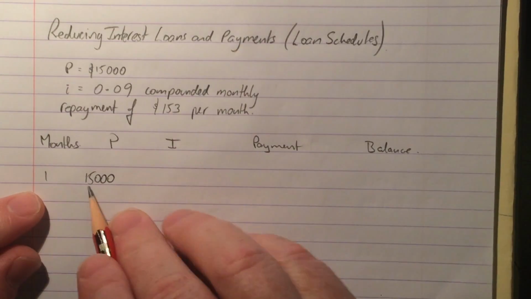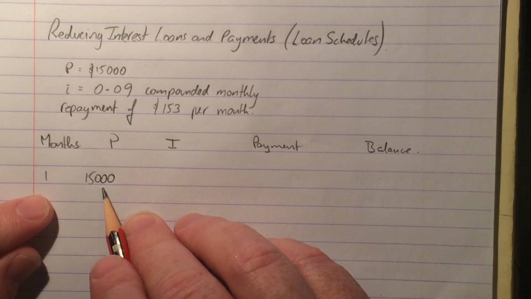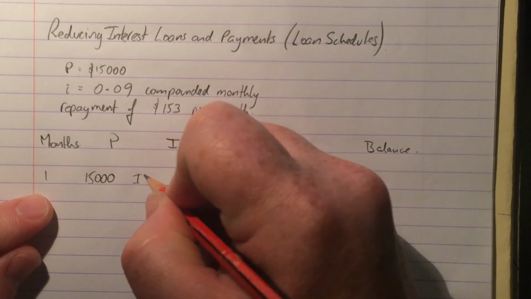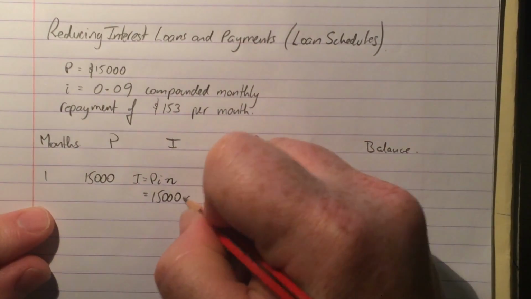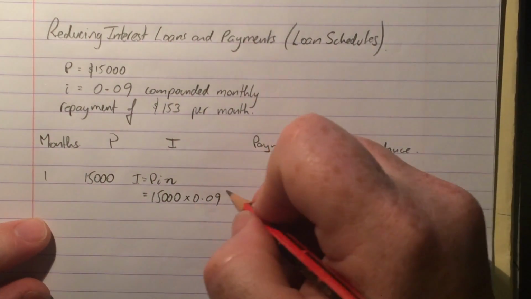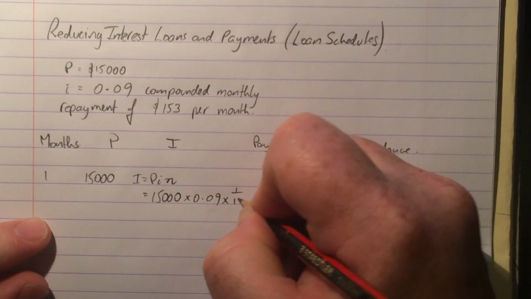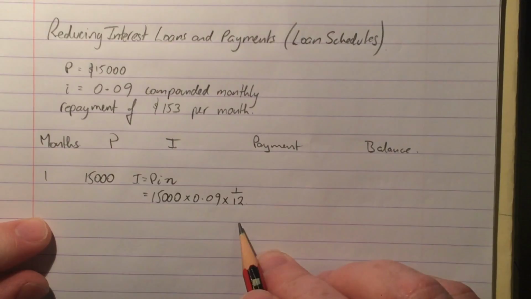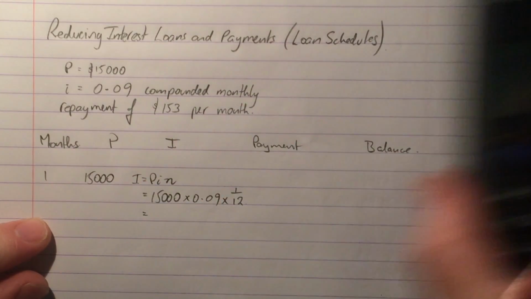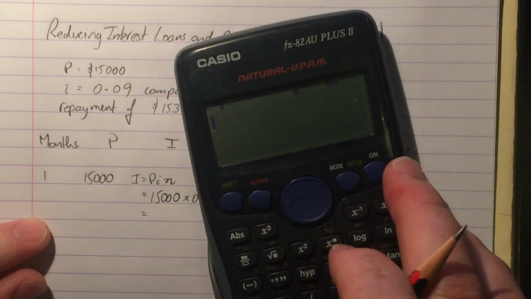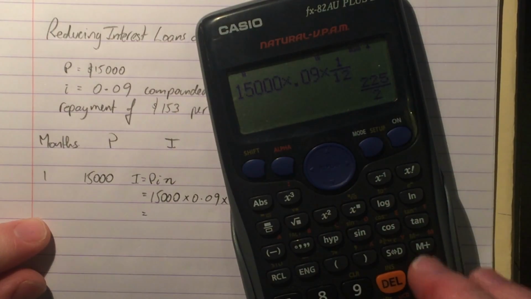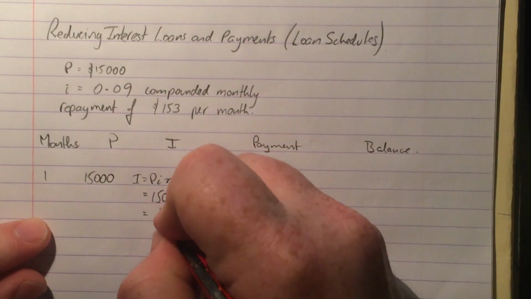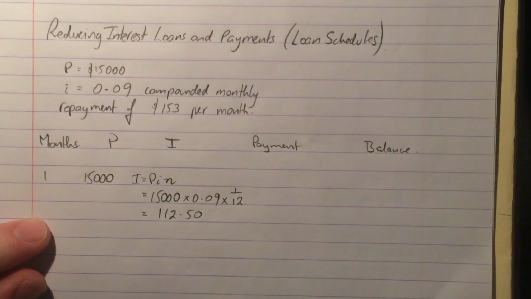At the beginning of the first month, the principal is $15,000. To calculate the interest, we'll use our simple interest formula, which is $15,000 times 0.09. We're calculating the interest for 1 month, so the time will be 1/12. On our calculator, we'll do 15,000 times 0.09 times 1/12, and we get $112.50.